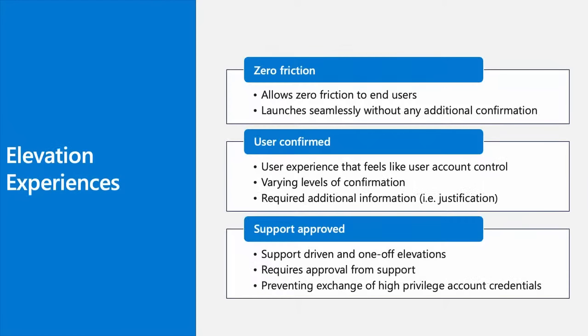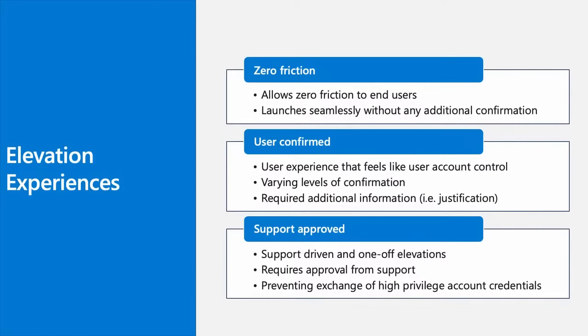There are three different elevation experiences that endpoint privilege management will provide. The first one is a zero friction option. What this means is that end users, for the applications or processes that you've defined, can launch those and it auto-elevates them to admin for just that process. And they don't see any messages or anything. It just automatically elevates and they're able to complete the action.